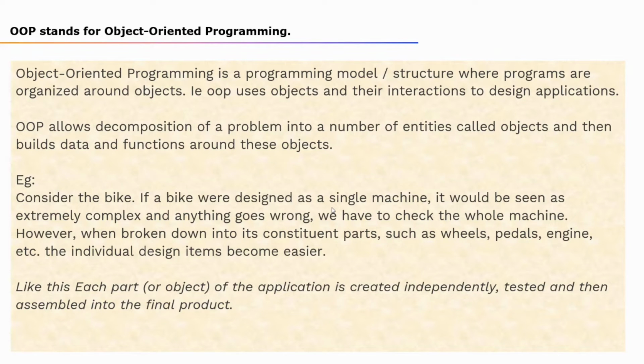If a bike were designed as a single machine, it would be seen as extremely complex, and if anything goes wrong, we have to check the whole machine. But if we break it down into constituent parts such as wheels, pedals, engine, etc., then individual design items become easier. Like this, each part of our application is created independently, tested, and then assembled into the final product.